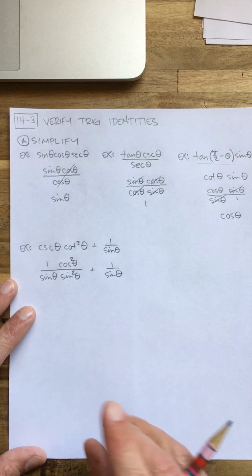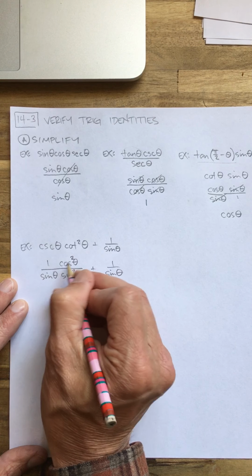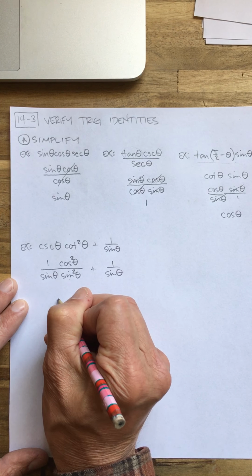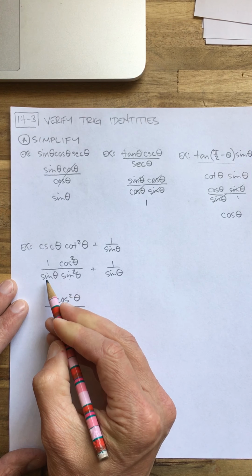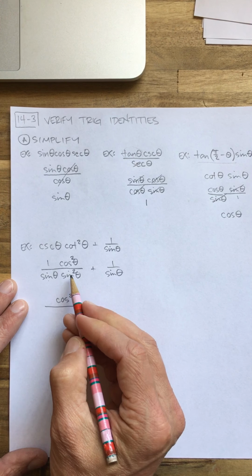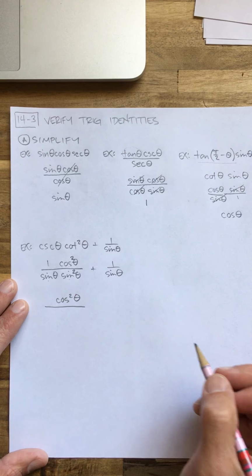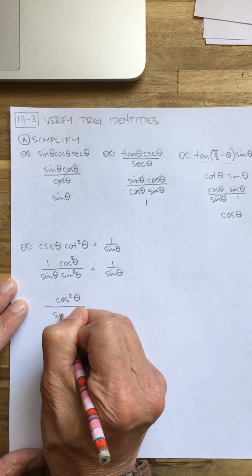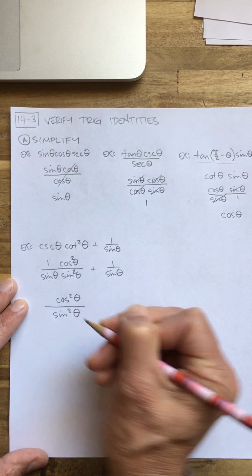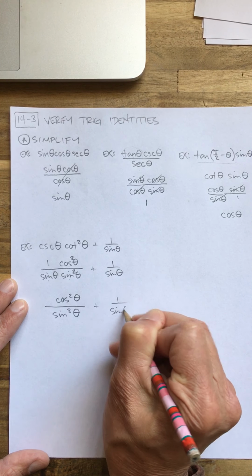Now watch, I'll take it to the next level. Now look what I have here. I have 1 times cosine squared theta, so that's just cosine squared theta, over sine of theta times sine squared of theta. What do you think that equals? It's kind of like x times x squared. You get x cubed. So here we get sine cubed theta, then plus 1 over sine of theta.